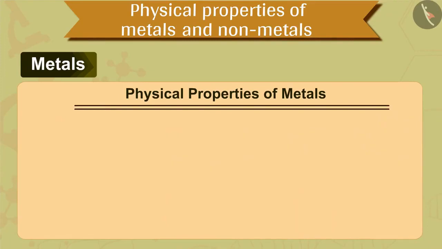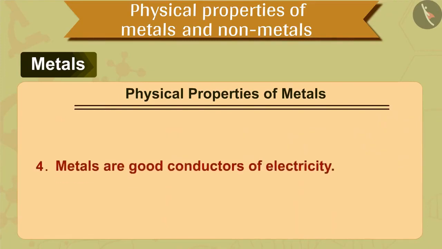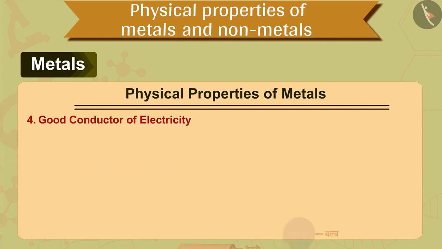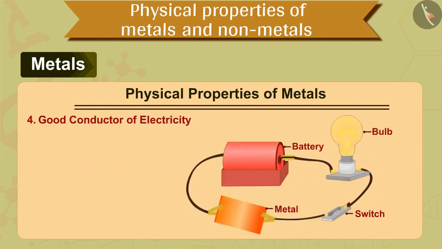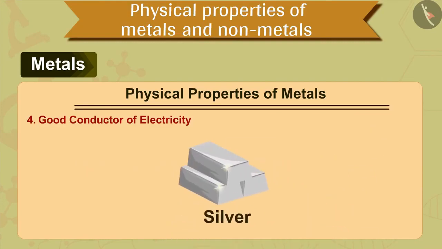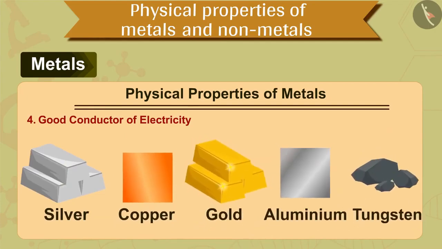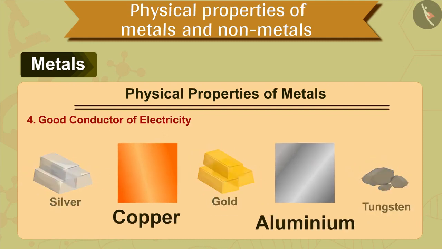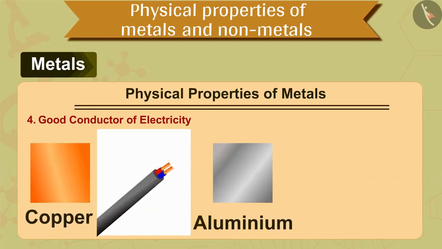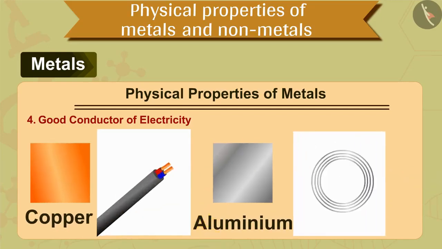The fourth property is that metals are good conductors of electricity. That is, they allow electric current to pass through them easily. Silver metal is the best conductor of electricity. Copper metal is the next best conductor of electricity, followed by gold, aluminium, and tungsten. The electric wires are mostly made of copper and aluminium because they are very good conductors of electricity and less expensive as compared to silver.